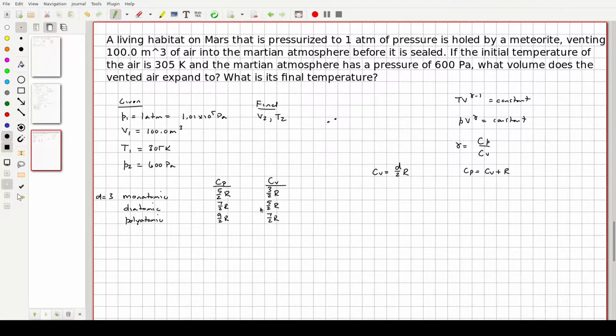I'm going to treat this gas like it's a diatomic one. All right. What that means is that my gamma in this case, which would be Cp over Cv, would be 7 halves R over 5 halves R. The halves cancel, the R's cancel, meaning that this is 7/5. So my gamma in this problem is 7/5.